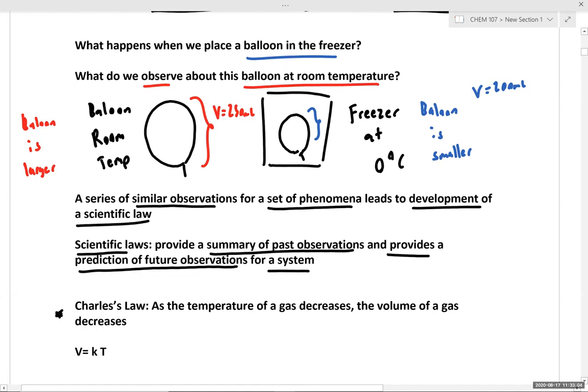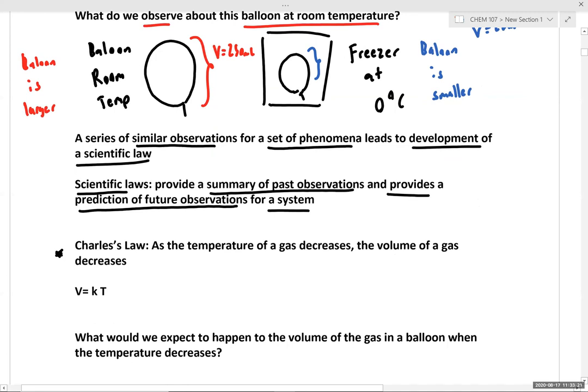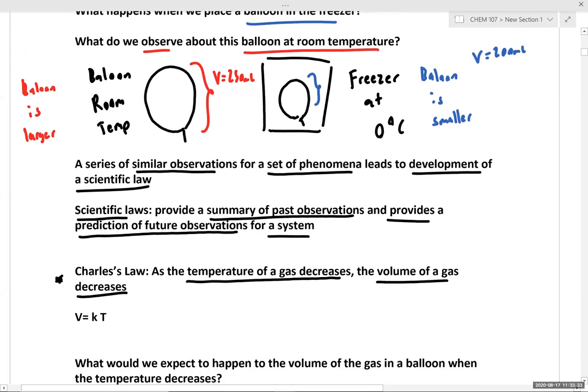Now, you don't have to memorize exactly what Charles' law is. I'm just showing you that from observations and from our collected quantitative and qualitative observations, a scientific law can be developed to explain that phenomenon. And what Charles' law says is that as the temperature of a gas decreases, the volume of a gas decreases, okay? So as we've seen in our balloon example, at high temperatures, we have a big balloon, a large volume. At low temperatures, our balloon has a smaller volume. Our balloon has shrunk.